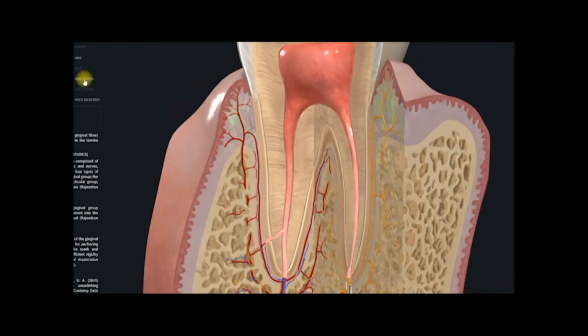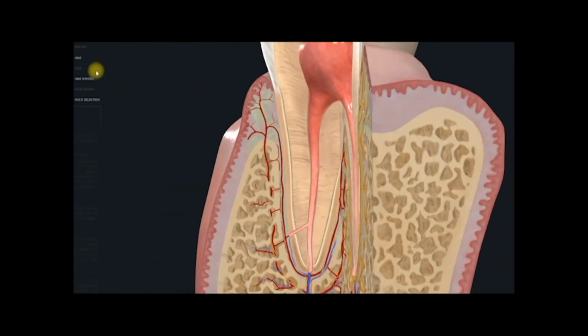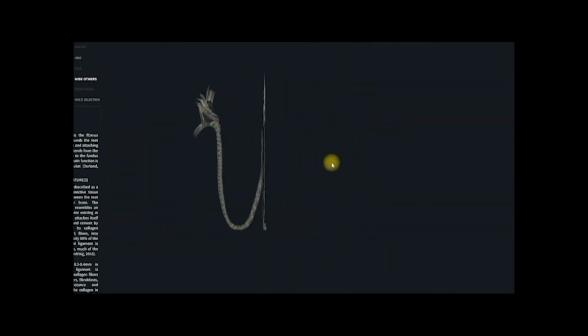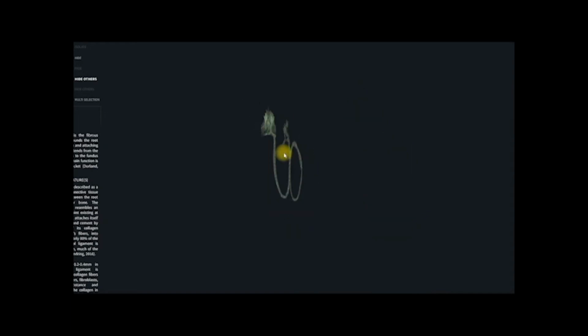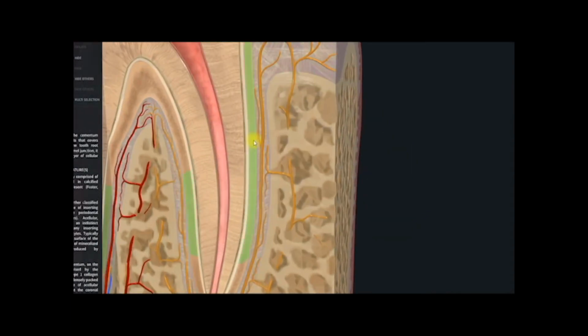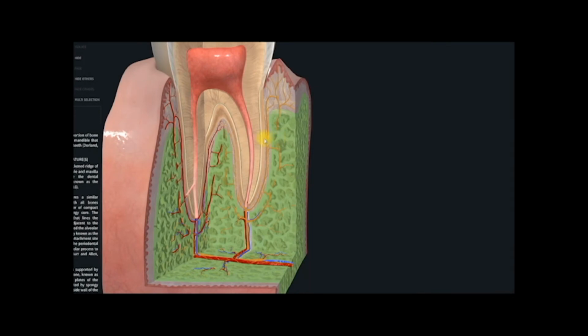To see it better, we have to hide other structures and isolate all periodontal ligaments in this region. And you can see all these ligaments in a better view. They are between the cementum of the root and the socket of the alveolar process of the maxilla or mandible.